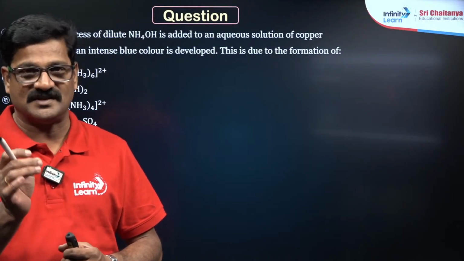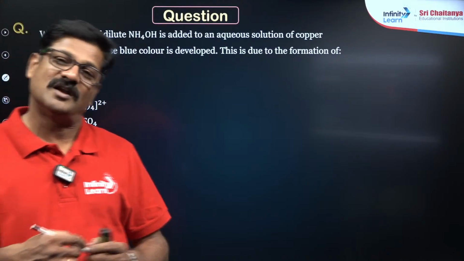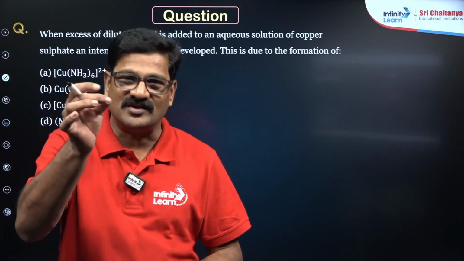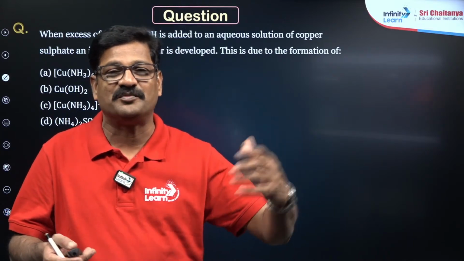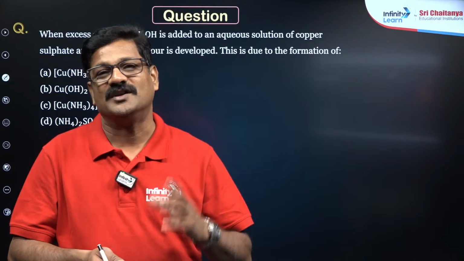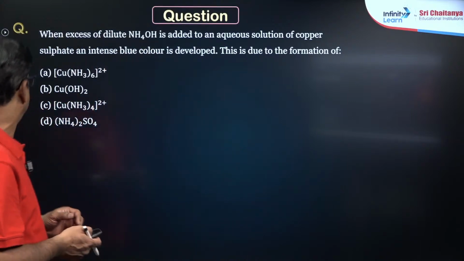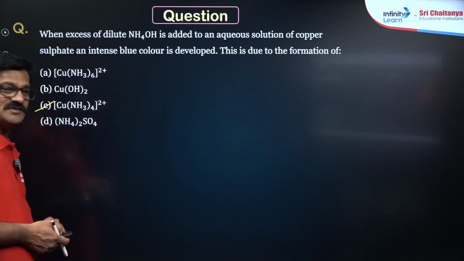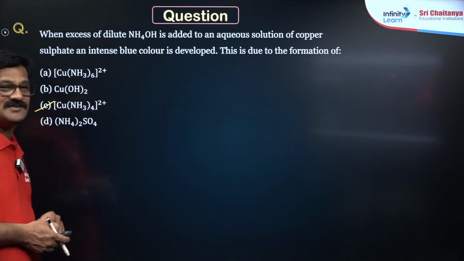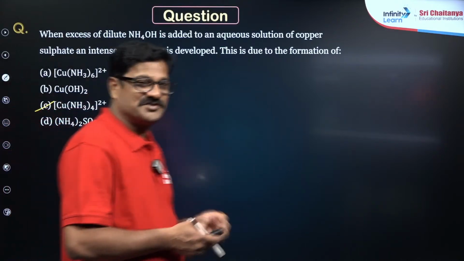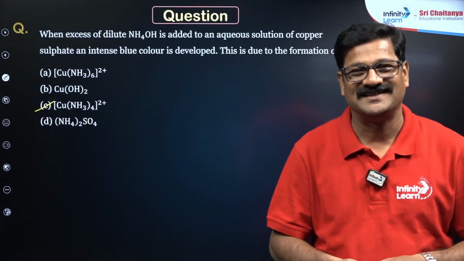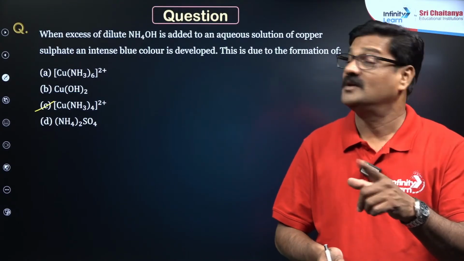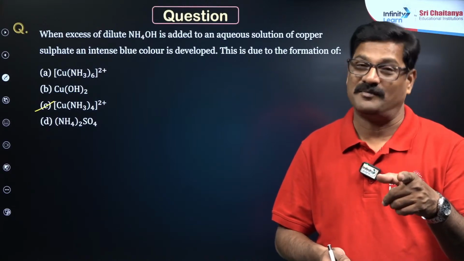Copper sulfate is a pale blue, sky blue color solution. In that, a drop of ammonia is added, it is going to give a deep blue color. So it is forming tetraamine copper 2 sulfate, which is a deep blue color. So what is the hybridization of the copper in this complex? Tell me. dsp2, square planar and paramagnetic.